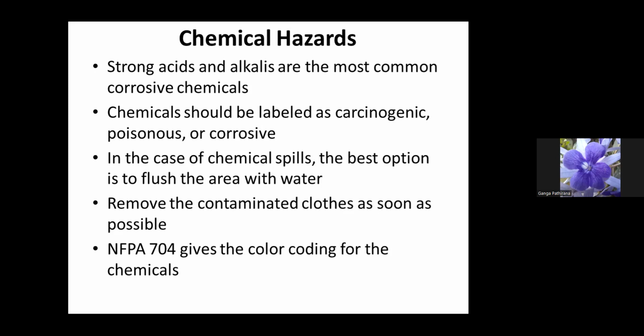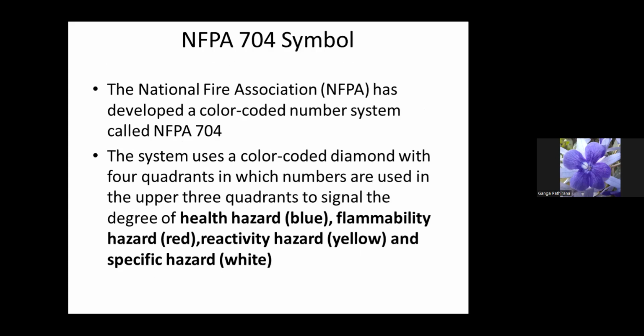NFPA 704 gives the color coding for the chemicals. What is the NFPA 704 symbol? The National Fire Protection Association has developed a color-coded number system called NFPA 704. This system uses a color-coded diamond with 4 quadrants in which numbers are used in the upper 3 quadrants to signal the degree of health hazards in blue color, flammability hazards in red color, reactivity hazards in yellow color, and if there are some specific hazards, it's in white color.